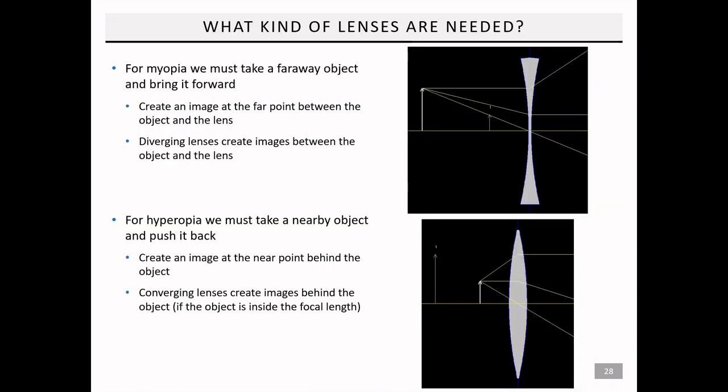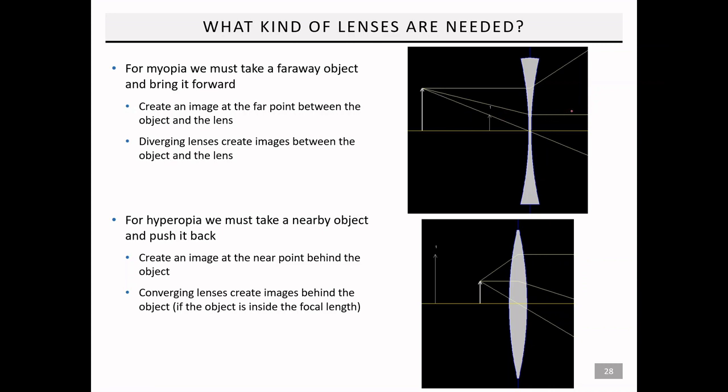This slide sums up what I was explaining a few slides ago. So basically, if you are nearsighted, this means you cannot see things that are far away from you, clearly at least. So you have to take those far away objects and bring them closer to you. So then you need to create an image at the far point. Diverging lenses can do this. They can pull the images closer, and it's shown in the ray diagram on the top here.